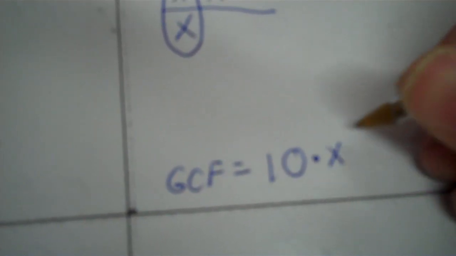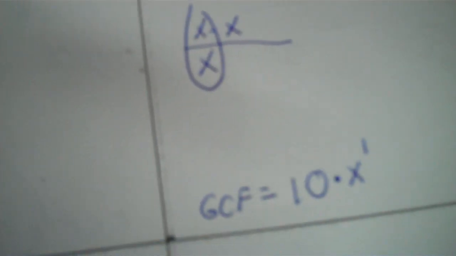So x to the second is x times x. Then x to the first is just x. So then one pair. That's all you can get. So you put x to the first because it's just one circle. You count how many circles there are.